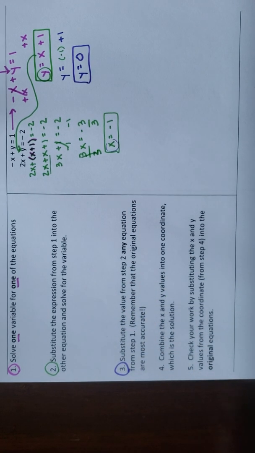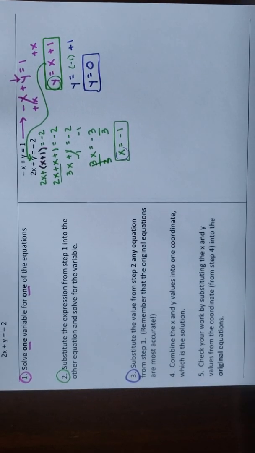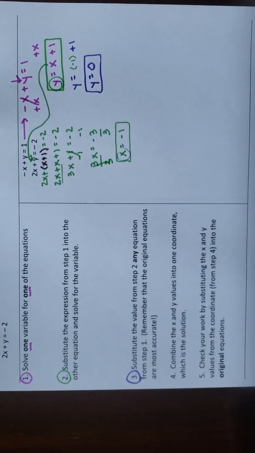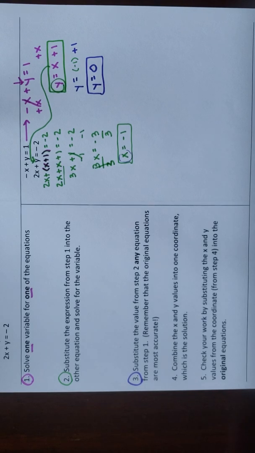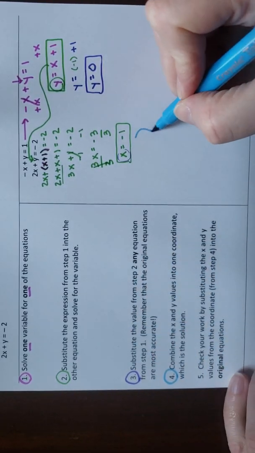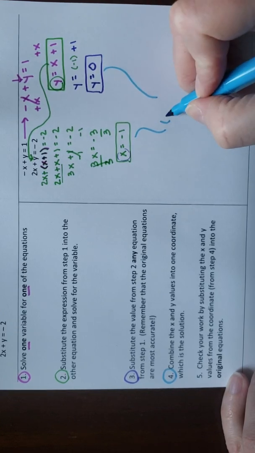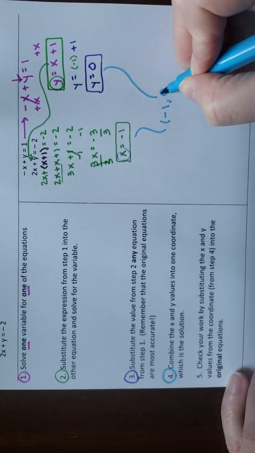Okay, now step number 4 says to combine the x and y values into one coordinate. And this is where we make it awkward. We are going to have a mathematical wedding. Dun dun dun dun dun dun dun. You two are now a beautiful coordinate. X comes first and then the y.